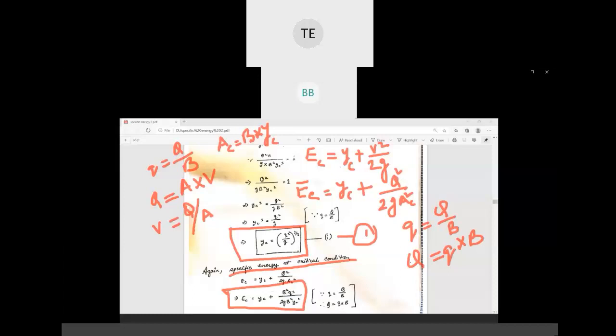That is why it's B square multiplied by q square, as this is your Q square. So this will be B square multiplied by q square divided by, in place of AC, we are going to use the area expression, so it will be 2g multiplied by B square multiplied by YC square. Since q is equal to Q by B, Q is equal to q into B.